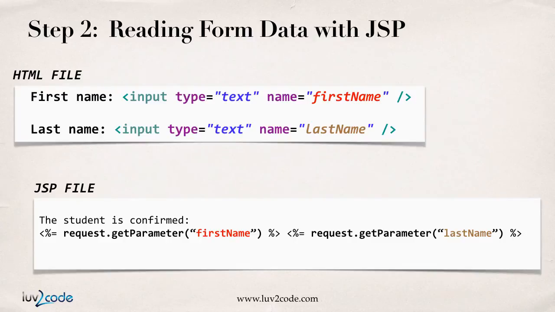So we read the form data by saying request.getParameter, and we give that form field name, firstName. And then to read the last name, I do a similar thing, request.getParameter, lastName. And we place all that inside of a JSP expression with the angle bracket percent with the equal symbol. And that will allow us to read the form data in JSP.